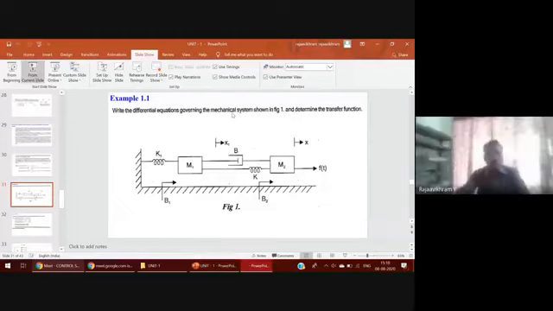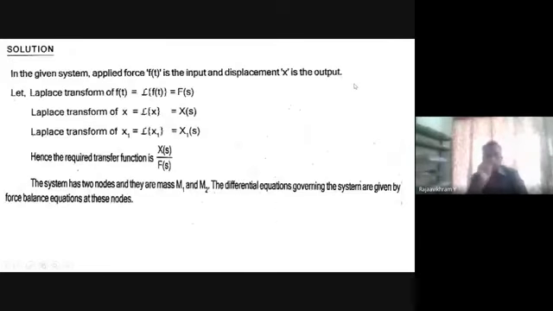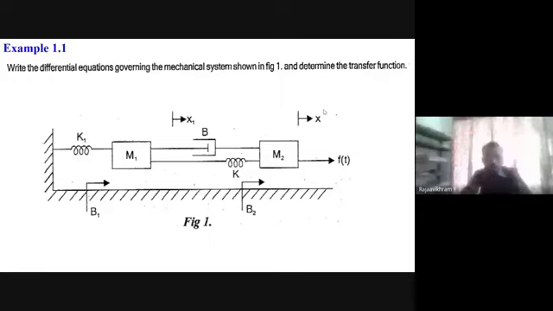So it shows the solution, right? So what is the input? Applied force. I am applying the force. Please note down, F of t is the applied force. That is the input. I am applying it. And what is the output? How much distance it has moved. M1 and M2 are moved. So small x is the output. So the Laplace transform of the input and the Laplace transform of x and x1, because there are two, x as well as x1. So hence the required transfer function is x divided by F of s.